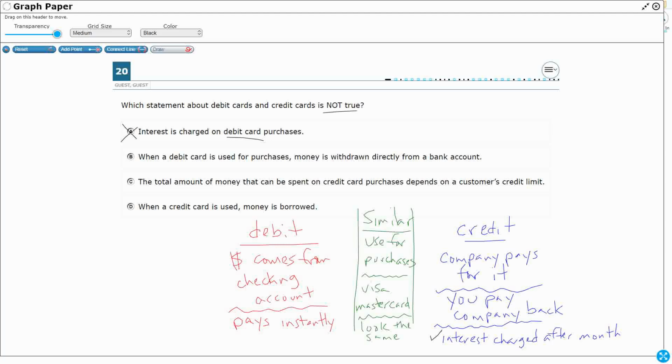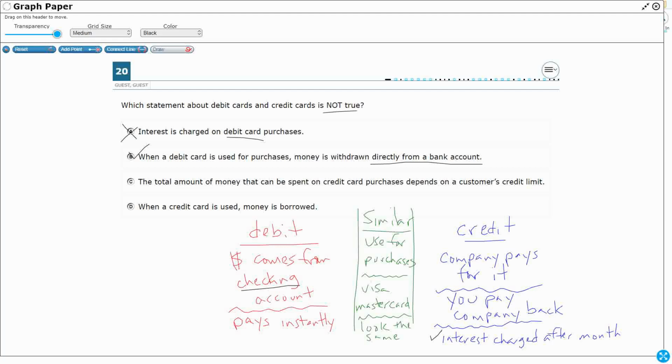When a debit card is used for purchases, money is withdrawn directly from a bank account. That is correct. Specifically, it is a checking account. You cannot use a debit card tied to your savings account. There's not much difference between a checking and savings, except a savings account only allows you to withdraw so many times per month. You're really supposed to let the money just sit there. It gains a little bit of interest each month. If you're going to make a lot of purchases from it, they will probably automatically transform it into a checking account. B is correct.